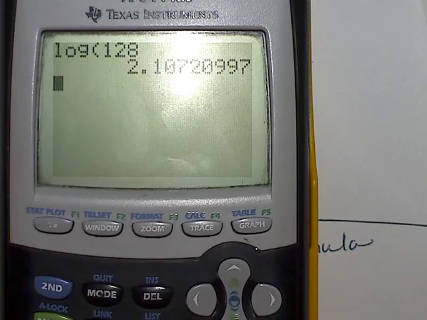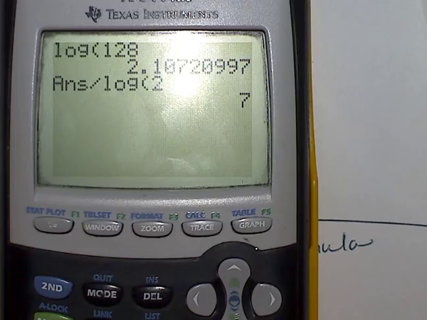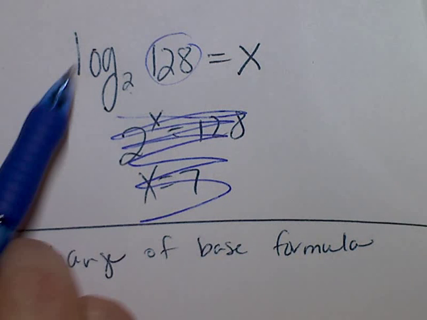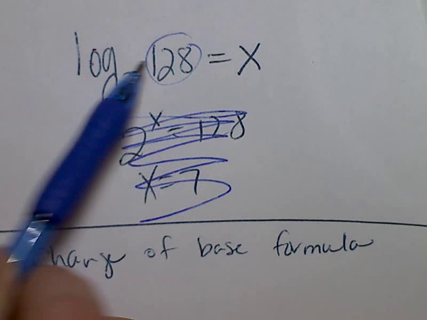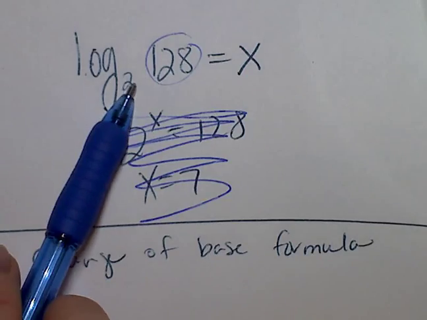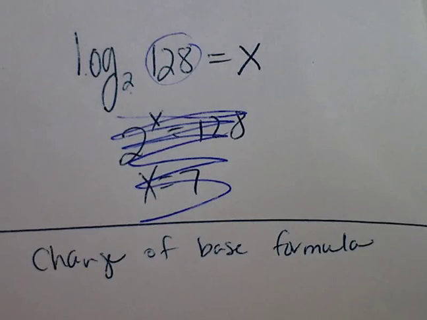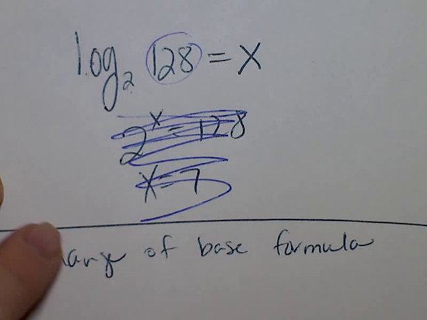Then we're going to divide it by the log of the base. For this particular problem, it was 2. Final answer, 7. Done. Does everybody get that? Does anybody want me to repeat the instructions again? Please do log of the back number, so log of 128, enter, divided by the log of 2, enter.